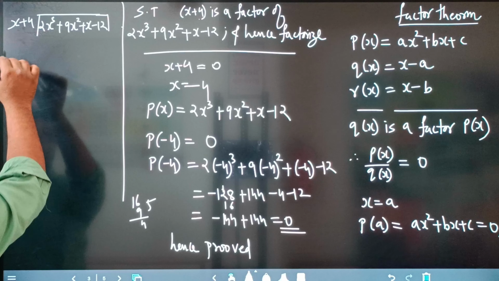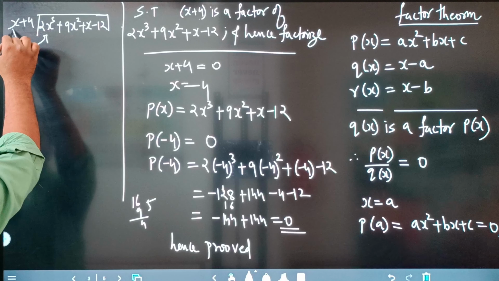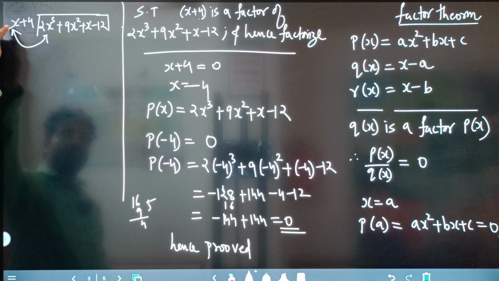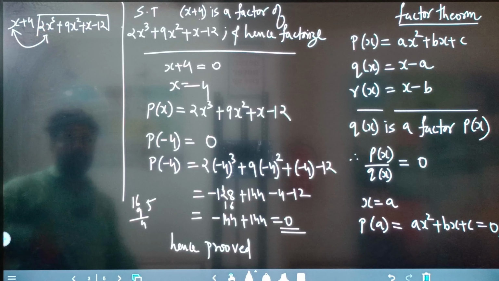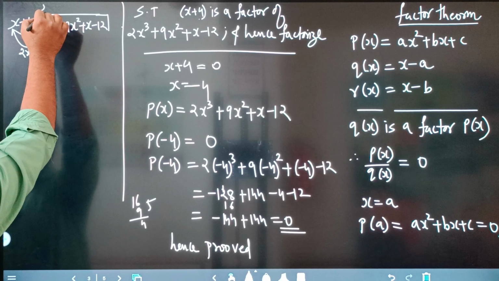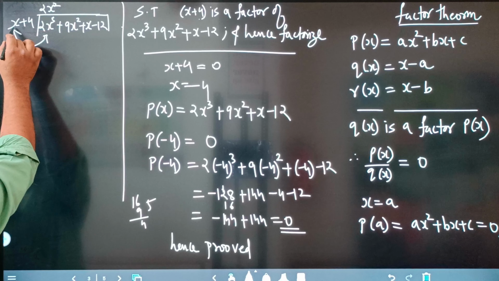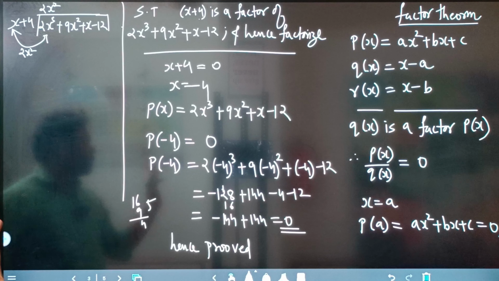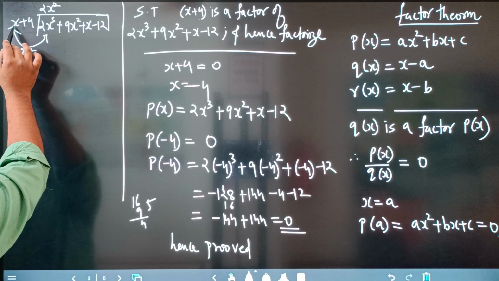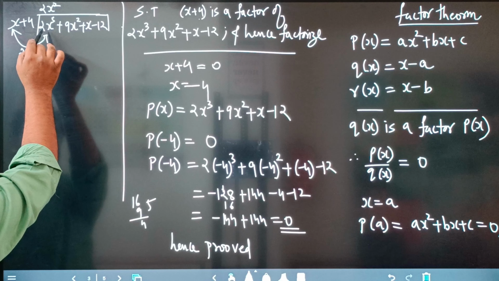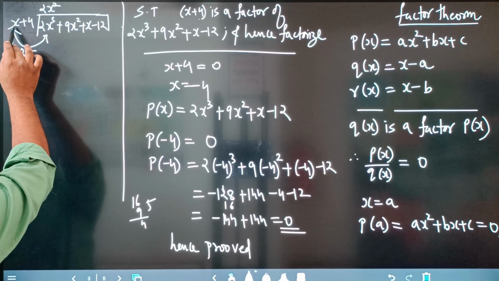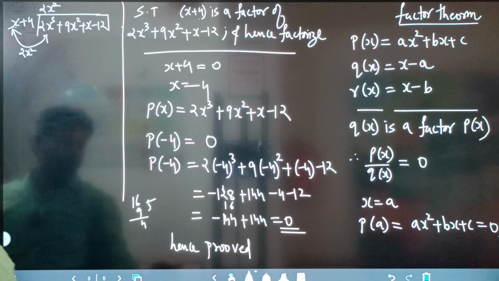So just see the first term, right? What should be multiplied by this x so as to get 2x cube? If we multiply 2x square with the x, we get the 2x cube. Just pay attention to the first term, that what should be multiplied with this first term so as to get the first term over here. So if you multiply 2x square with this first term, you get exactly 2x cube.